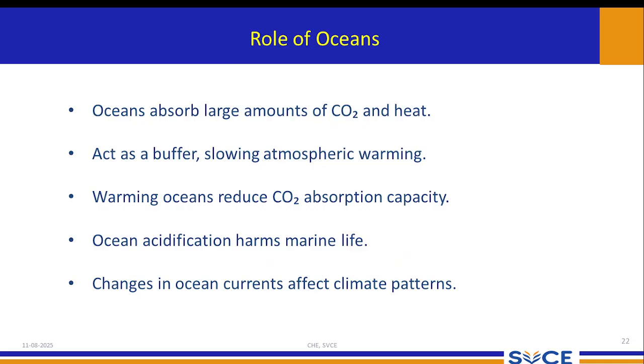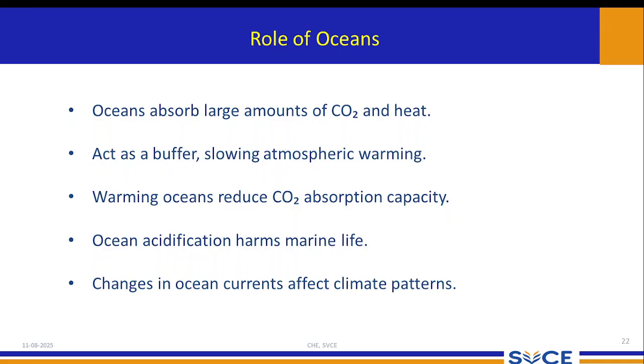Roles of the ocean: the ocean absorbs a large amount of carbon dioxide and heat, acting as a buffer and slowing atmospheric warming. It absorbs the heat, but not to a larger extent. Warming oceans reduce carbon dioxide absorption capacity. Once it gets heated up, its absorption capacity drops, so it should stay chilled.